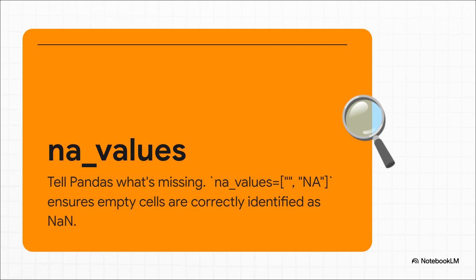Next is na_values. Let's be honest, real-world data is messy. Missing values might show up as empty strings, or the text NA, or null, or something else entirely. This parameter lets you give Pandas a list of all the different things that should be treated as proper missing data, what Pandas calls NaN. In our student data, one student, Nikhil, has a missing score, and this ensures it's handled correctly right from the get-go.